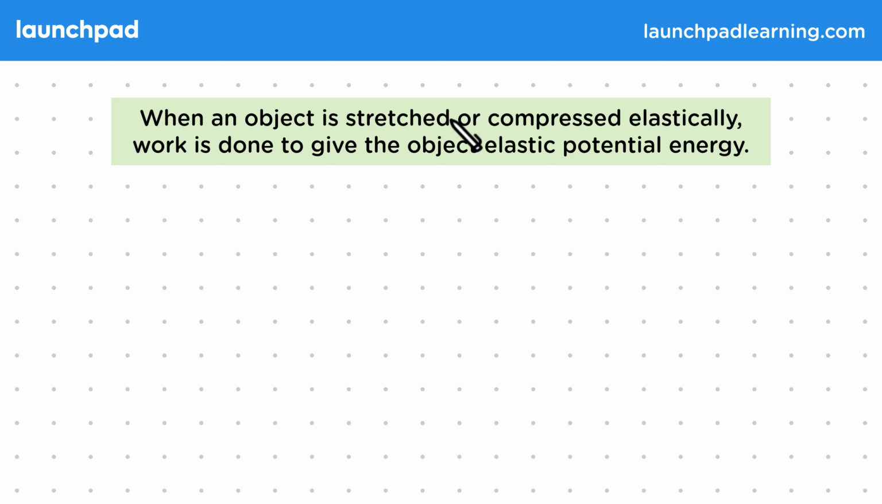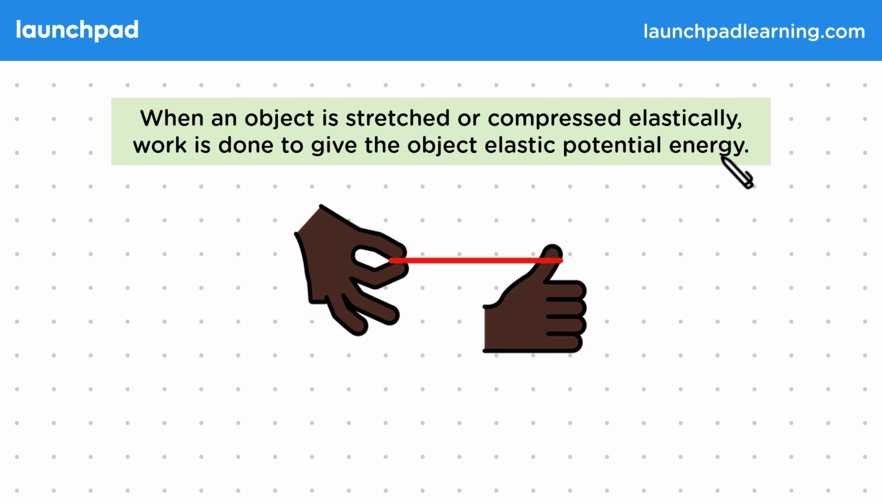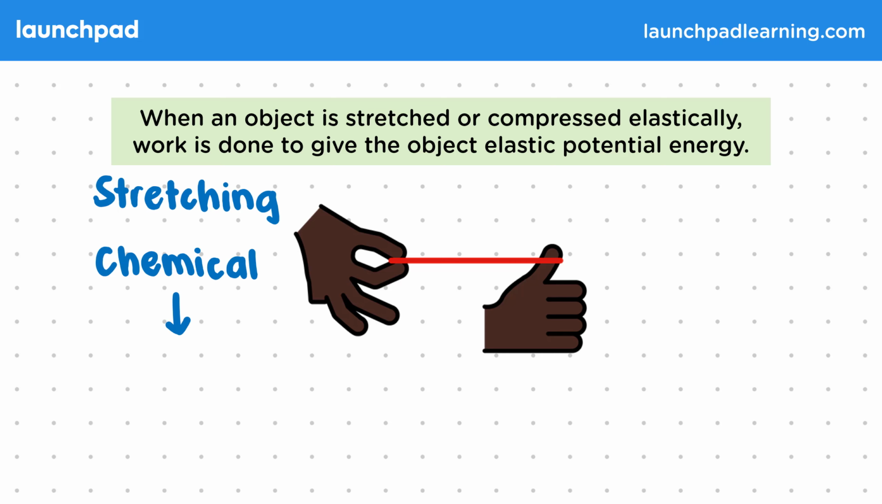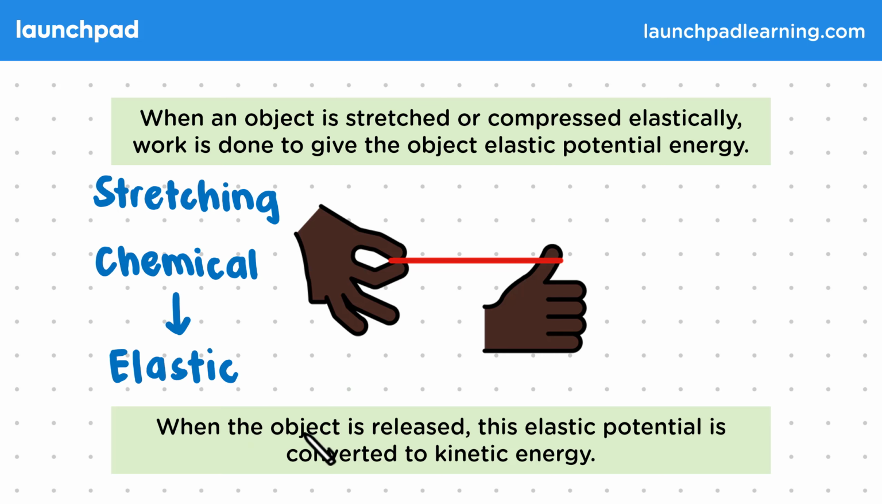When an object is stretched or compressed elastically, work is done to give the object elastic potential energy. For example, think of launching an elastic band. When the band is stretched, the body does work on the band, converting chemical energy into elastic potential energy. When the object is released, this elastic potential is converted to kinetic energy.